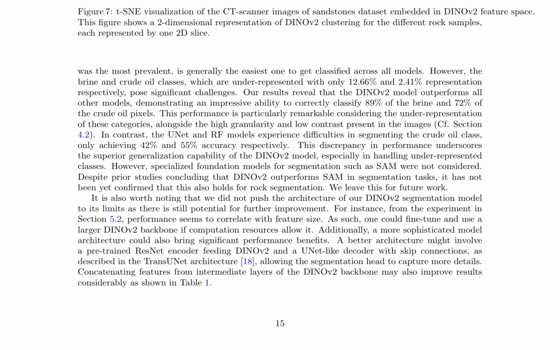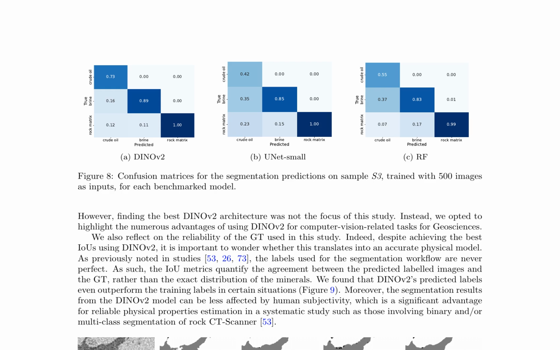Figure 8 presents the confusion matrices for segmentation predictions on sample S3, trained with 500 images as inputs, for each benchmarked model, including DINOv2, UNet small, and random forest, RF. The results demonstrate the superior performance of DINOv2, with higher true positive rates and lower false positive rates compared to the other models. This study focuses on highlighting the advantages of DINOv2 in computer vision tasks for geosciences rather than optimizing its architecture. The reliability of the ground truth, GT, used in this study is also reflected upon.